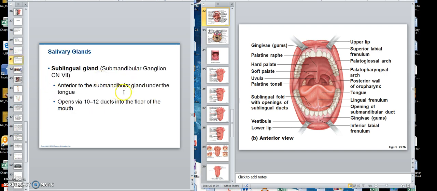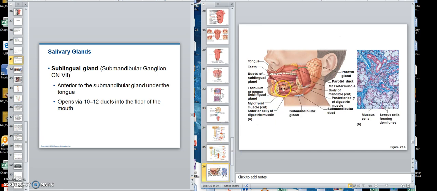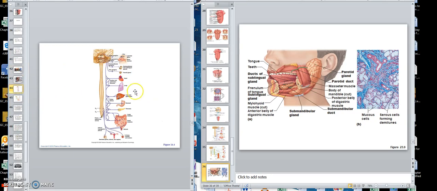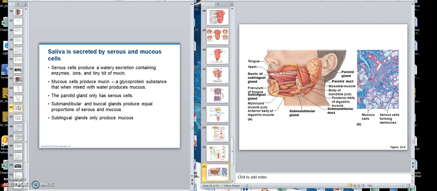And then the sublingual kind of does 10 to 12. It's right all up in there. Let's go here. Side view does better on that. Where is that? Right here. See several of them coming in on that sublingual under the tongue. So we've seen this. We already talked about the nerves coming into those glands.